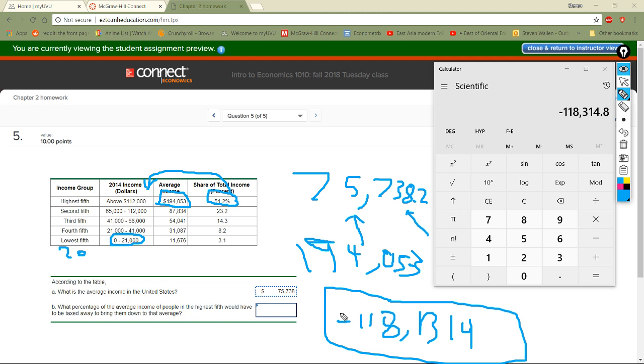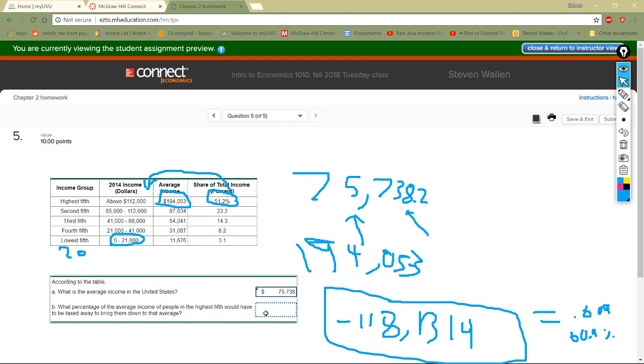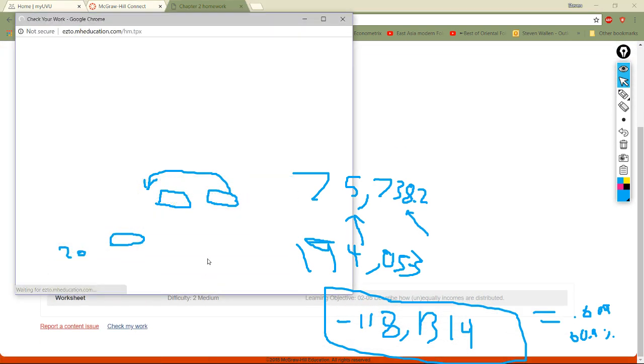So we need to find out what percentage this is compared to that. So we take this, we're going to divide it by the original, 194,053. So we're getting a 0.609, which if we convert this to a percent would be 60.9%. So let's go ahead and pop that in, shall we? If we did it right, we'll see 60.9. Are we right? Moment of truth, last problem.